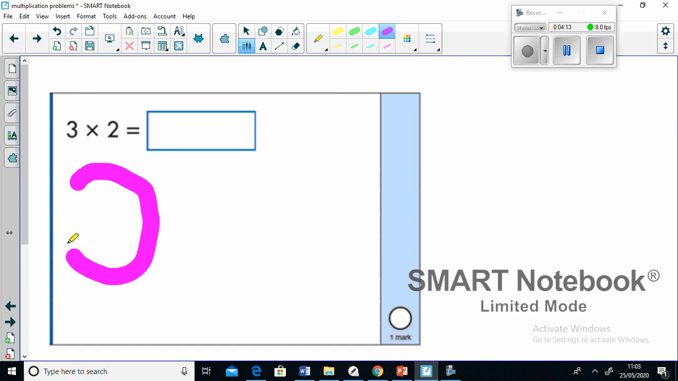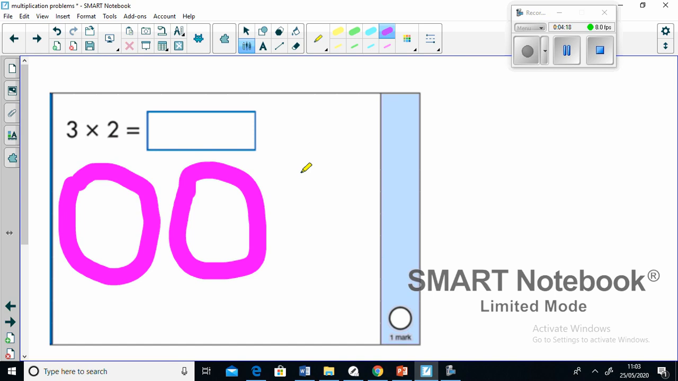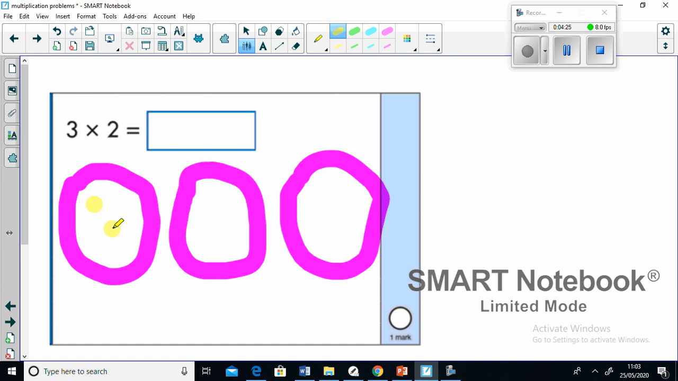So I'm going to draw 1, 2, 3 equal groups, and inside each equal group, I'm going to do 2. 2 in there, 2 in there, 2 in there. Okay, so now I just need to count up my dots. So I've got 1, 2, 3, 4, 5, 6. Okay, so altogether, my product is 6.